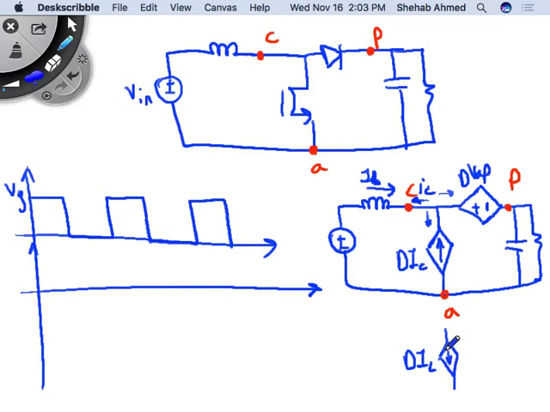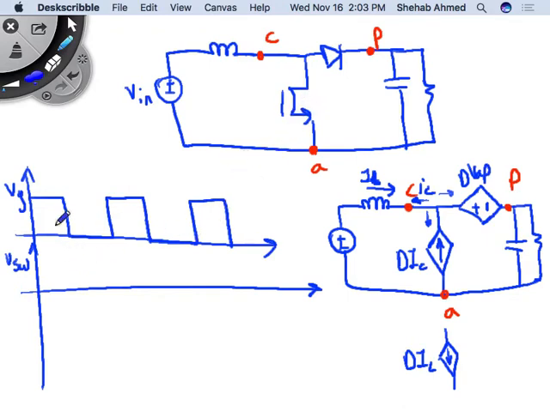Does it make sense? Okay. And then this is D times VAP. We'll see what this will be equal to as well here. So now let's see. So this is the gate voltage. How about the switch voltage? Switch voltage first. Let's do switch voltage.